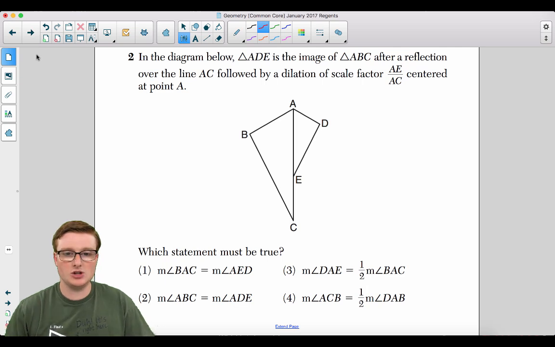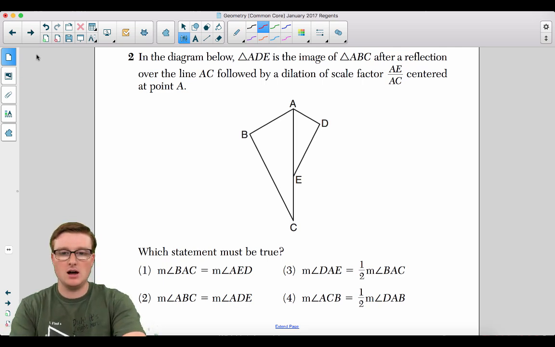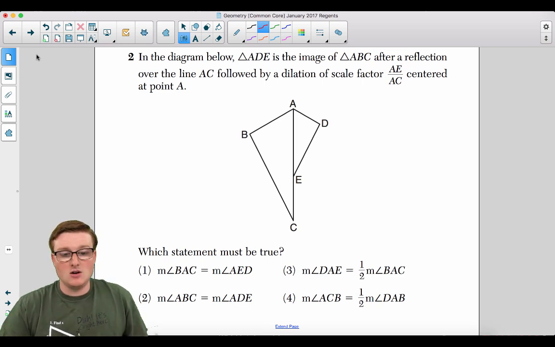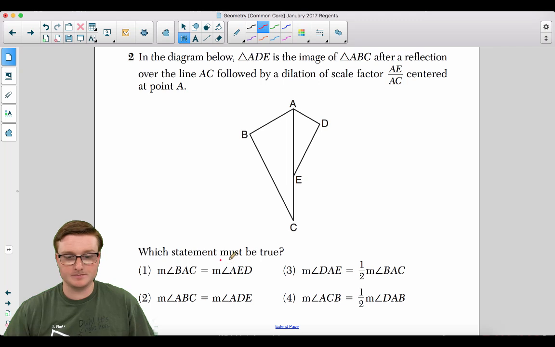All right, question number 2. In the diagram below, triangle ADE is the image of triangle ABC after a reflection over the line AC, followed by a dilation with a scale factor of AE over AC centered at point A. Which statement must be true?